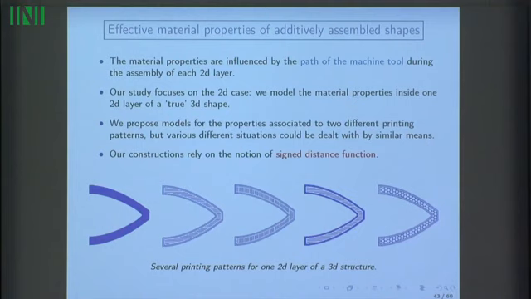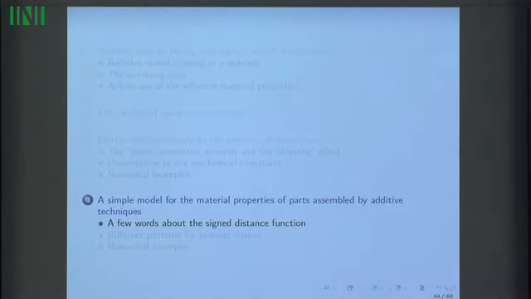So actually we will only focus on the 2D case, on modeling the effective material properties in the 2D case and on appraising how they depend on the shape itself. And I will try to convince you that modeling what will happen in 3D is no more difficult. The real challenge is modeling what happens in 2D. Our construction relies, so we will actually consider two construction plans for a 2D slice that I will mention afterwards. Both constructions rely on the notion of signed distance function, so I'll make a very short digression about the notion of signed distance function now.